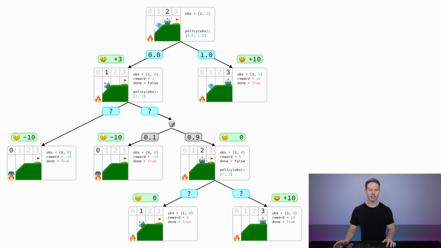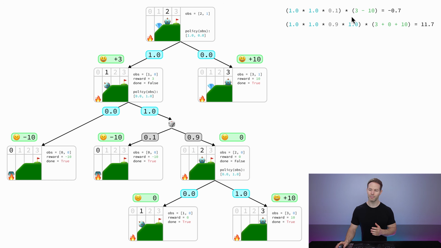Now the other strategy would look like this, where we always go left from the start, then we always go right, and then if we end up over here, we'll go right again to end up at the flag. So now what is the expected return of this strategy? And there are basically two possible paths we could take. We either go left here, go right, then end up in the fire pit when we slip, or we go left, then we go right, end up on the hill, go right again, and get to the flag.